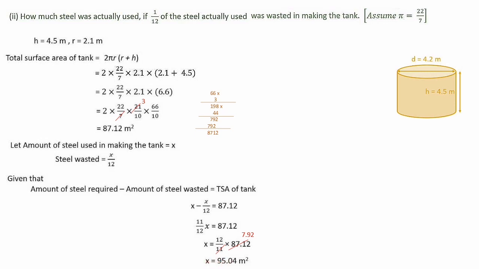Actually, what is X in the sense? Amount of steel used in making the tank. That is, the amount of steel used in making the tank is 95.04 meter square. In a sentence, you can write: 95.04 meter square steel was actually used while making such a tank.